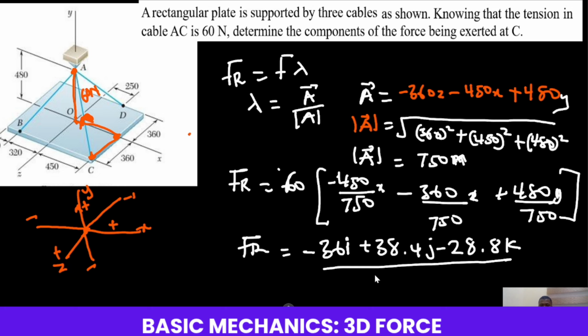Assuming we are told to find the magnitude of the resultant force, we just need to square the individual components we have within the resultant force, and that will give us the magnitude.